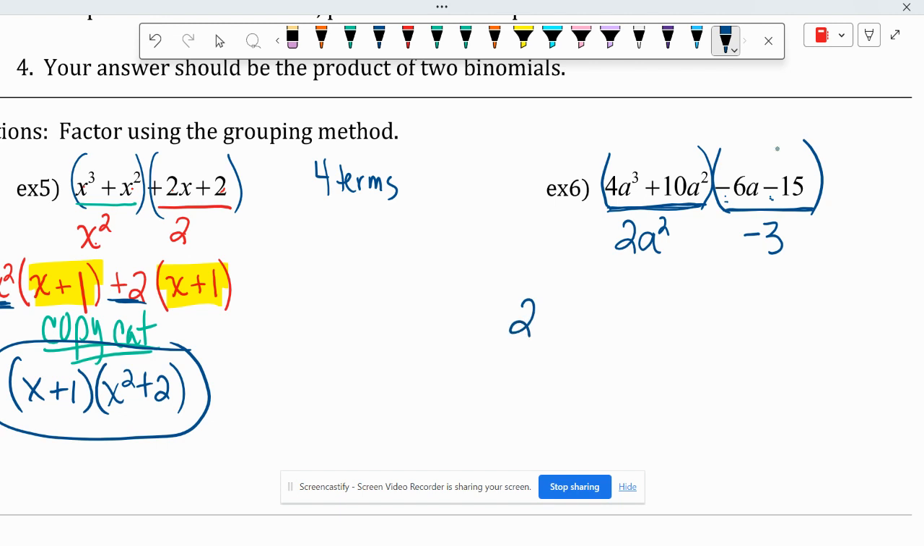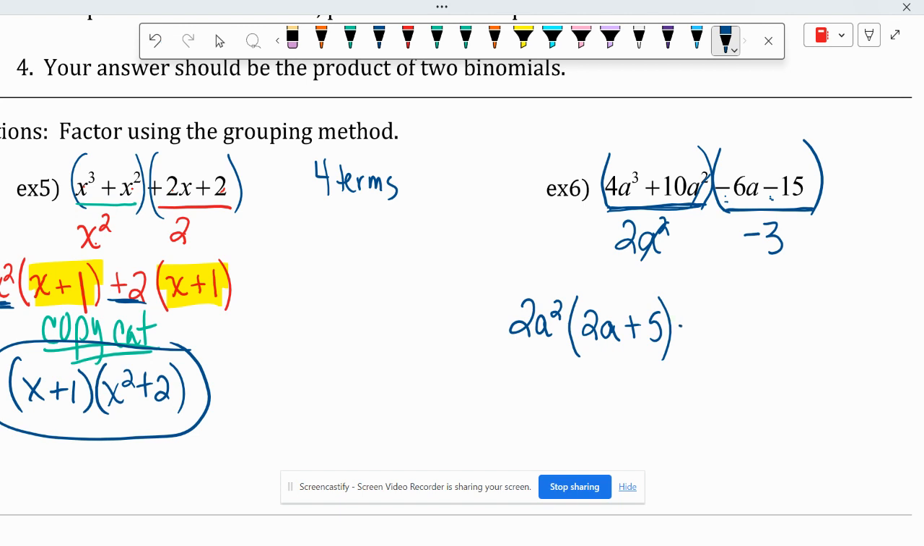No, because the 15 doesn't have an a on it. Okay. Yeah, that's a good question. So I have 2a squared. Let's see. 4 divided by 2 is 2. A cubed divided by a squared is a. What about 10? 10 divided by 2 is 5. A squared divided by a squared, those just cancel out, right?